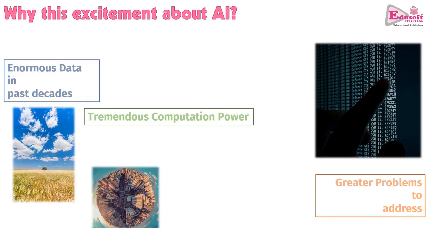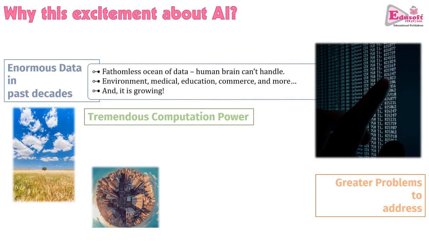And what is the purpose? What is the purpose of this huge data to be processed? We have greater problems to address. So when we talk about the enormous amount of data, there is a huge deep ocean of data which the human brain alone cannot handle today. If you look at the environment, so many variables are there. A lot of data can be there: medical, education, various fields, commerce. So many fields are there where a huge bulk of data is available today, and it is adding up.